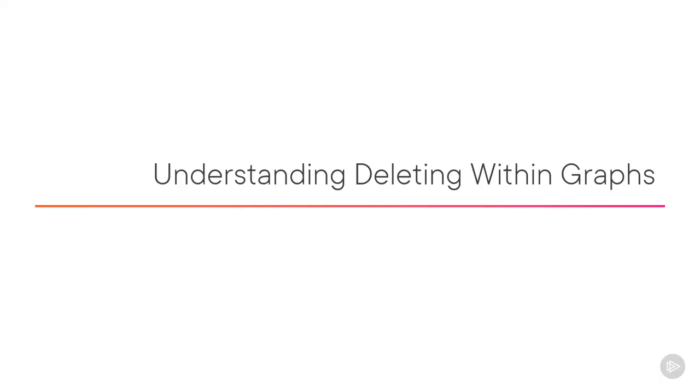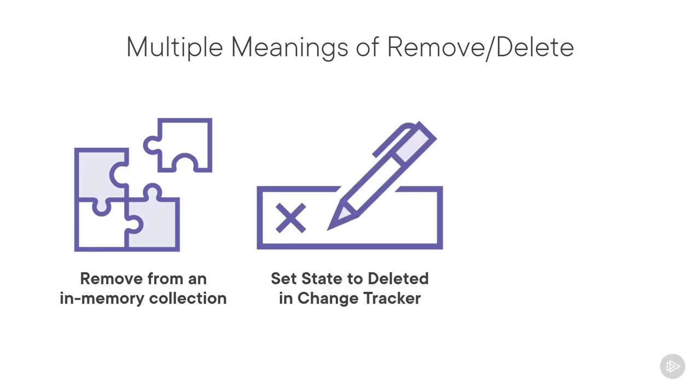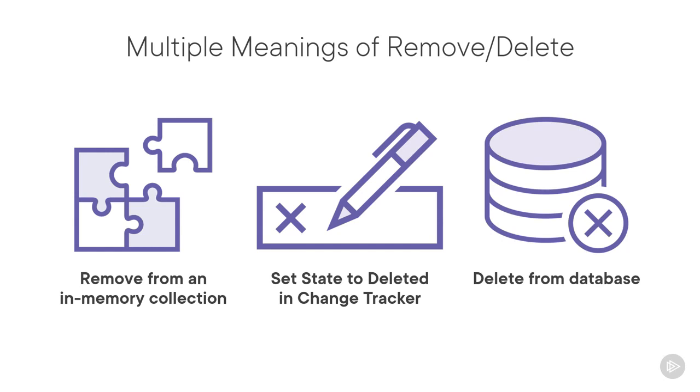Deleting objects from graphs is an interesting topic because there are a lot of players involved. You could be removing an object from an in-memory collection, marking it as deleted in the change tracker, or deleting it from the database. You've already learned that deletes were a little unnatural because the change tracker needs to be aware of an object in order to delete it. And you've just seen a quick example of removing an item from a collection while it's being tracked and seeing that EF Core understands to delete that from the database.